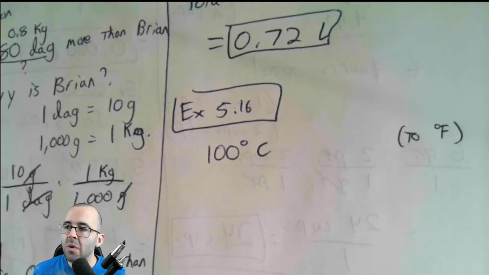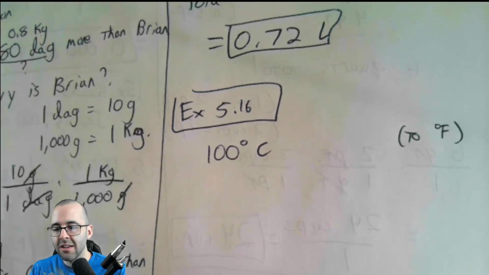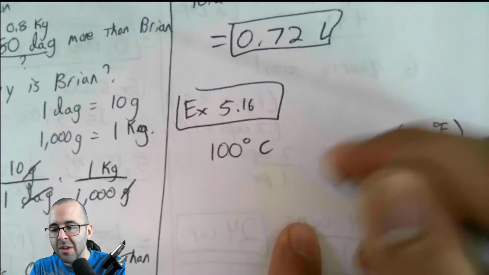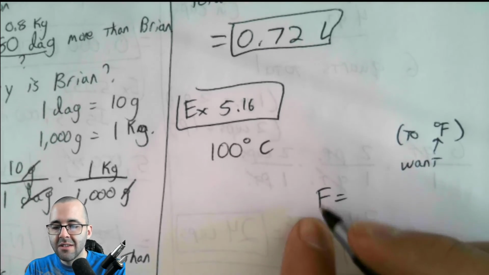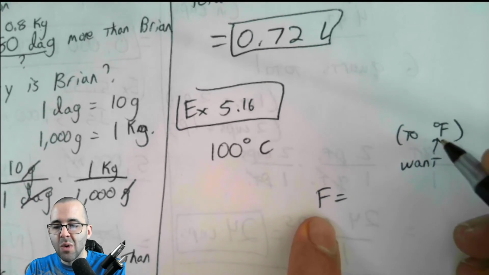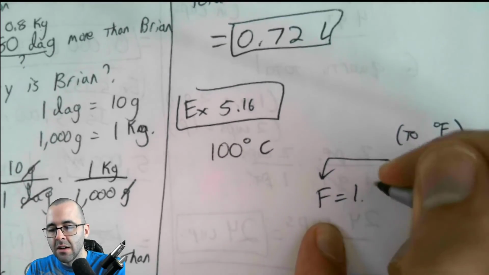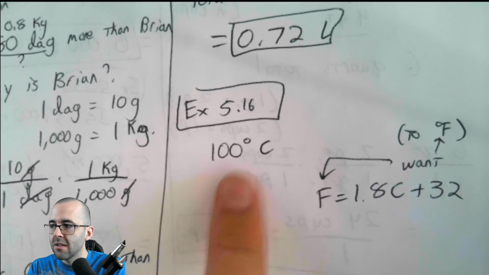So before, we would say 1 kilogram is equal to 1,000 grams, and we'd multiply with a fraction. But here, we're just going to use the formula. So we have Celsius, and we want Fahrenheit. We're going to use the formula that has the F by itself. This is our output. It's the thing all by itself. This is what we want. Fahrenheit is 1.8 C plus 32, and C is 100.